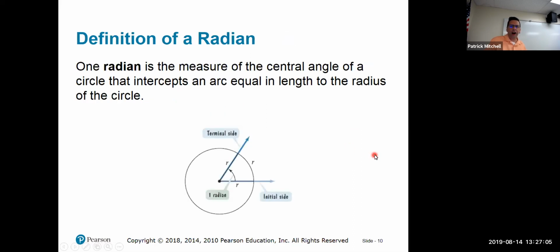Okay, so the definition of 1 radian, this picture kind of captures it. If your central angle, so this is what I meant by a central angle here, if the intercepted arc happened to have the same length as the radius of the circle, then that angle would be exactly 1 radian. It turns out that 1 radian is about 57 degrees, and in a little while you'll see where I get that from. Okay. So that's the definition of 1 radian.